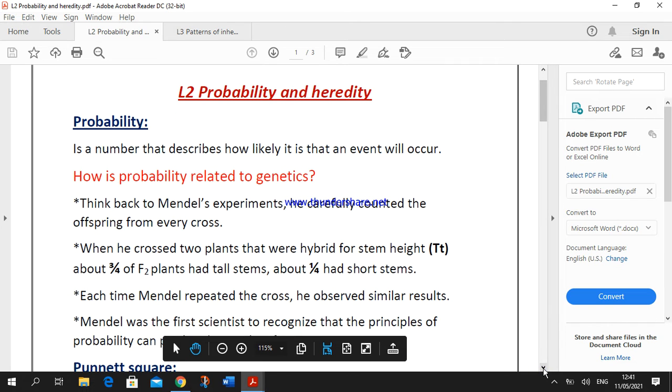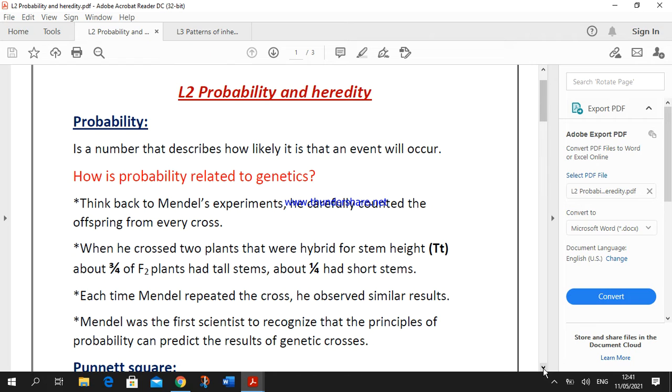Think back to Mendel's experiment. He carefully counted the offspring from every cross. When he crossed two plants that were hybrid for stem height, carrying genotype Tt, about 3/4 of the second generation had tall stems and about 1/4 had short stems. Each time Mendel repeated the cross, he observed similar results. Mendel was the first scientist to recognize that the principles of probability can predict the result of genetic crosses.